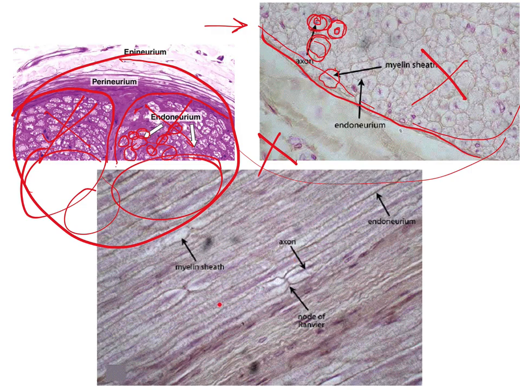Look at the longitudinal section here. Look at the axon here, very clear, and the myelin sheath here, right? And here is the node of Ranvier. So again, here is the myelin sheath and the node of Ranvier, and this is the axon with myelin sheath covered by endoneurium, you see.